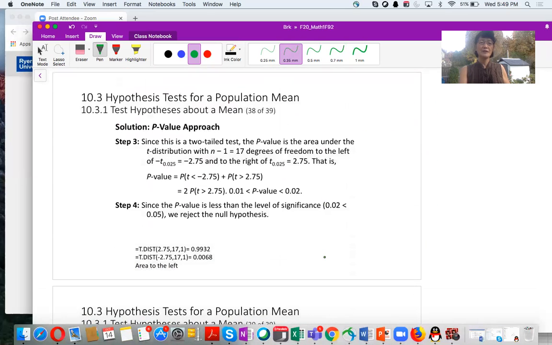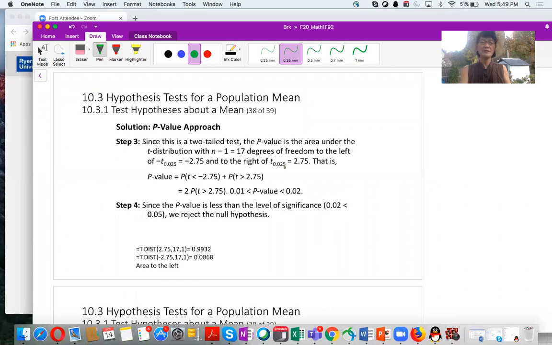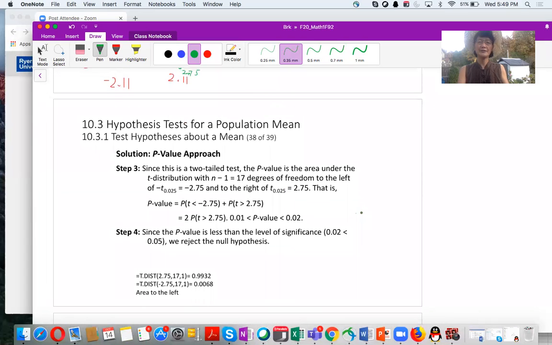Next is the p-value approach. Again, you need to find the p-value. Remember, p-value is the area corresponding to the test statistic, and we have our test statistic 2.75. Because it is two-tailed, we need to use this area multiplied by 2. All right, so let's go to the table to find the p-value.